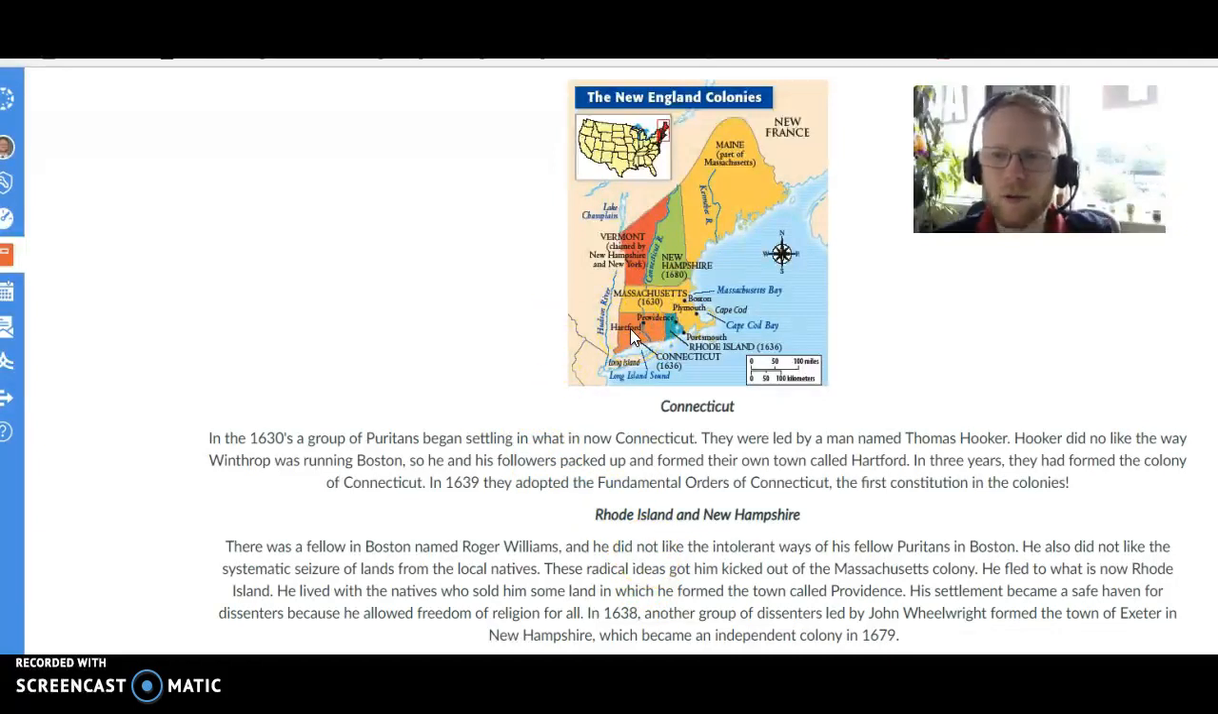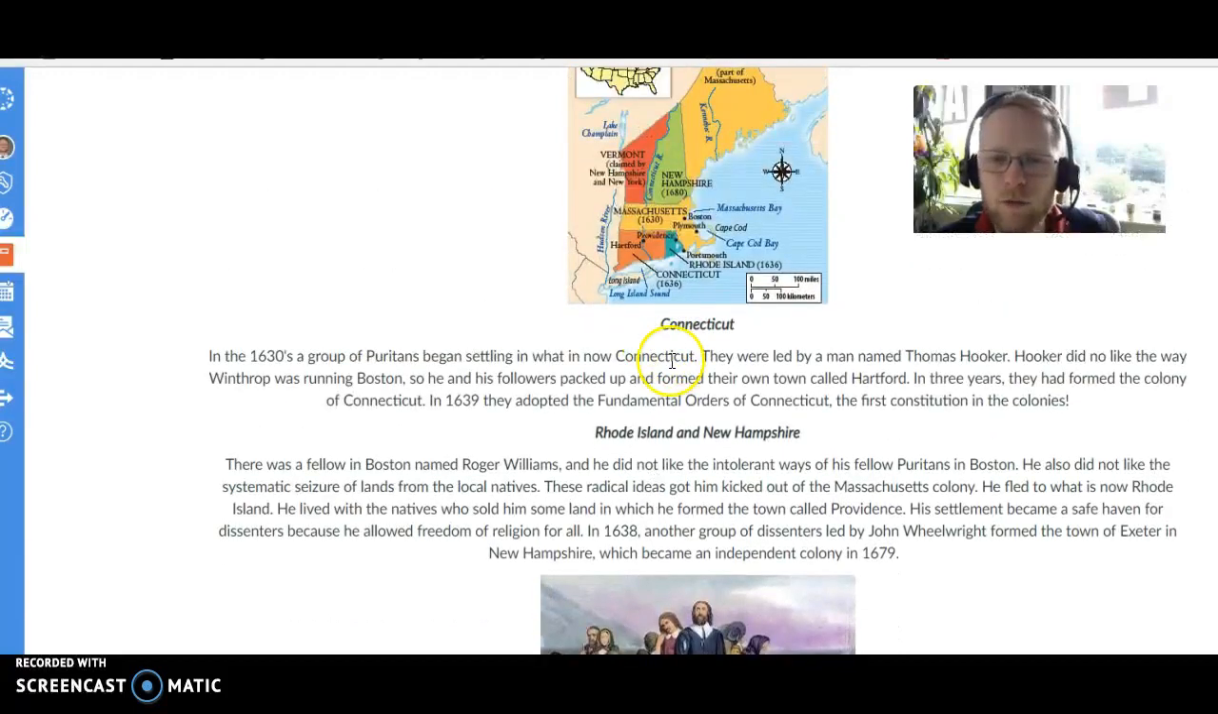In 3 years, they had formed their own colony of Connecticut, so they broke off from Massachusetts. In 1639, they adopted what was called the Fundamental Orders of Connecticut, which was the very first constitution in the colonies. Next, we're going to have Rhode Island and New Hampshire. There's Rhode Island. There's New Hampshire.